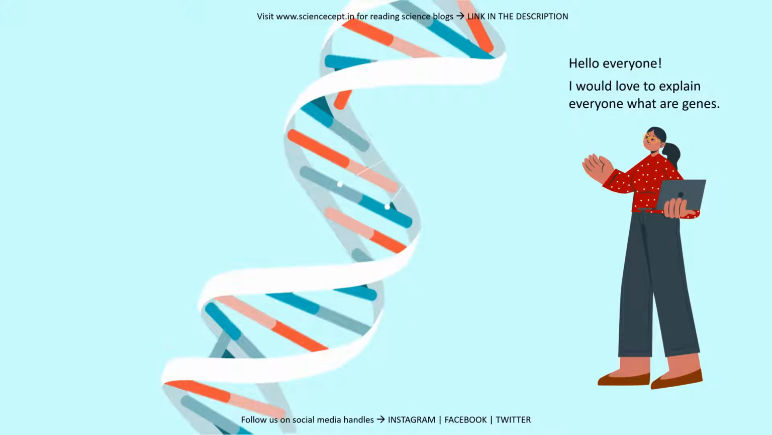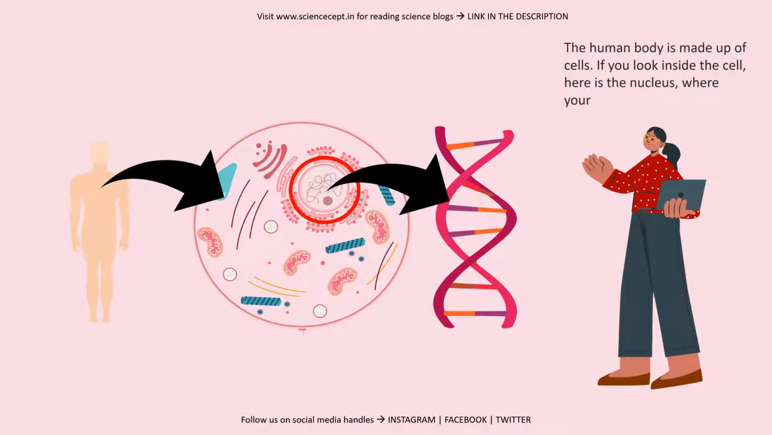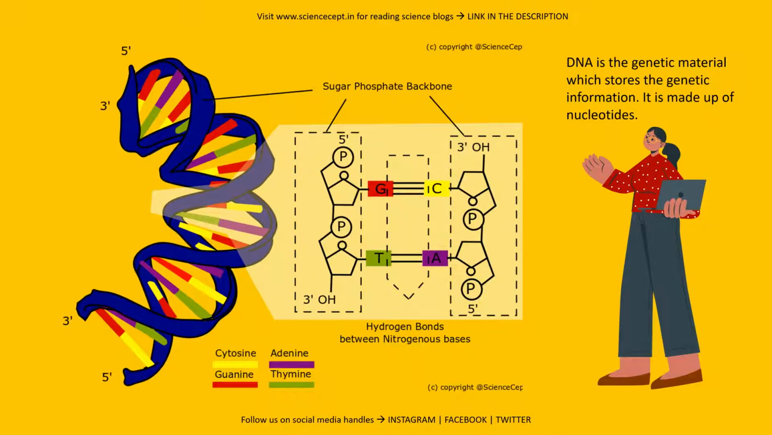Hello everyone. I would love to explain what genes are. The human body is made up of cells. If you look inside the cell, here is the nucleus, where your DNA is present. DNA is the genetic material which stores the genetic information. It is made up of nucleotides.